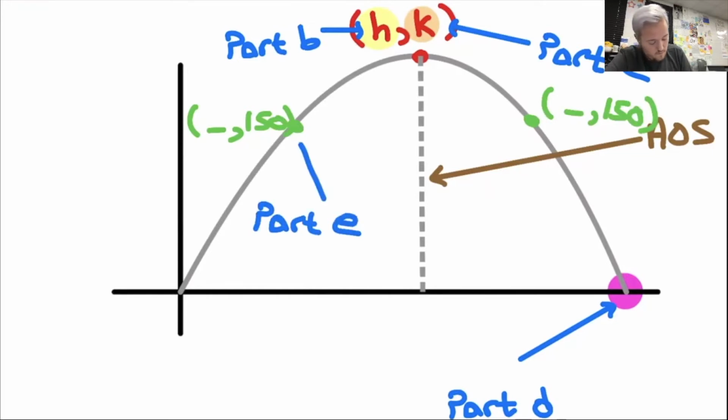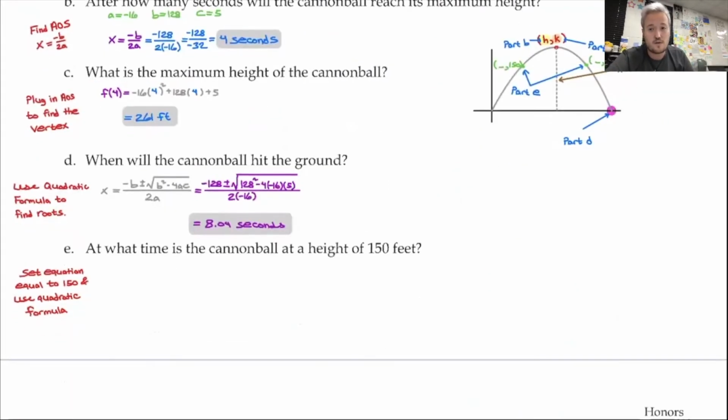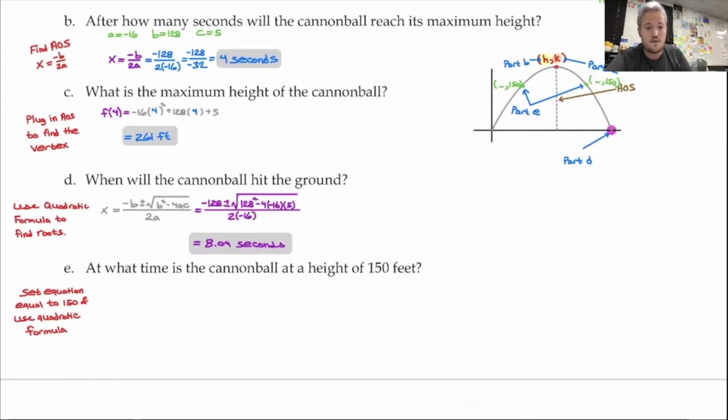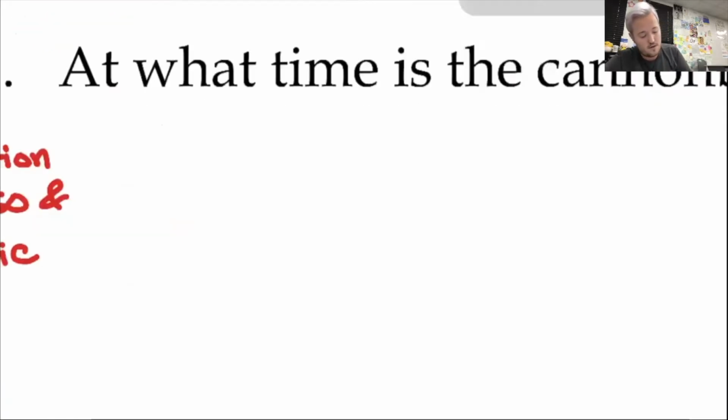So if we want to find a specific part, remember, it's going to reach a height of 150 feet at two places, when it's going up and then when it's coming back down. So we got to find both of those. So it doesn't specify which one we want, so we have to find both. All right, so what I'm going to do is I want to set the equation equal to 150, and I'm going to use the quadratic formula to actually find those solutions.